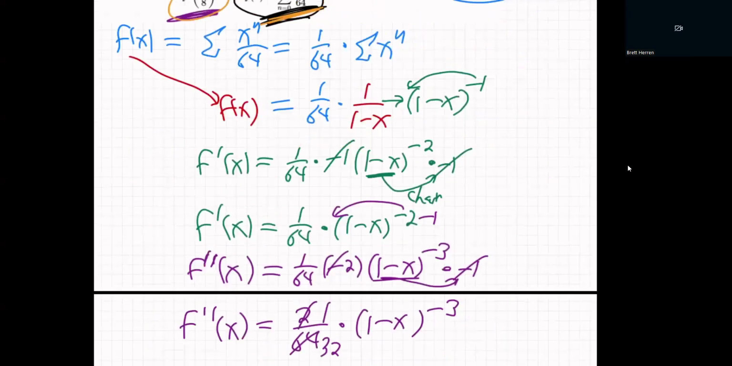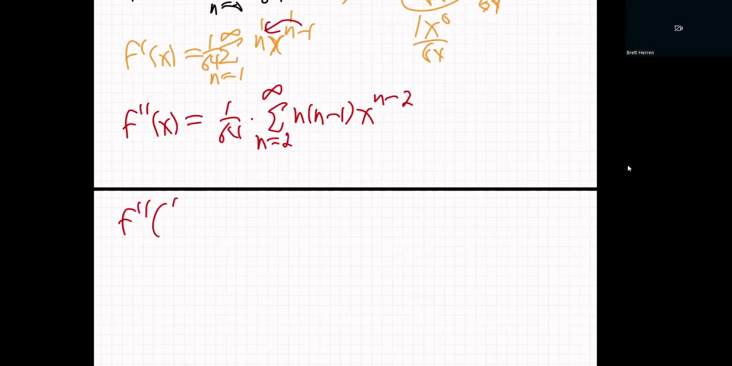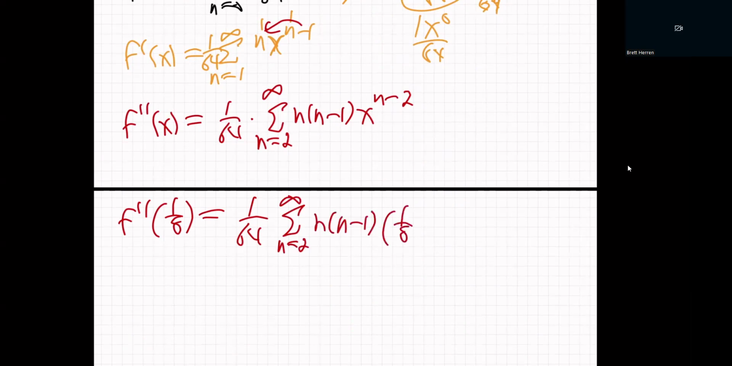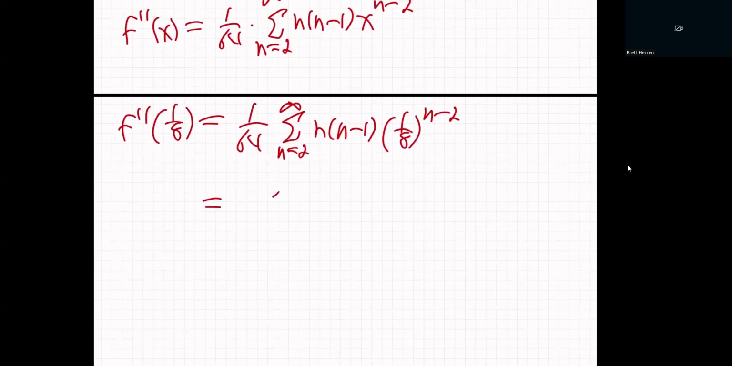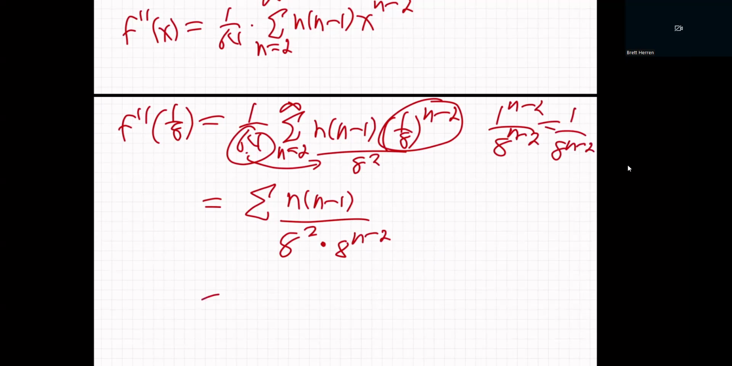Now they said take f double prime and plug in 1/8, and you should get that formula. Do we? Now plug in 1/8 for x. So n minus 1, 1/8 to the n minus 2. What is that? The 64th really means 8 squared on the bottom, doesn't it? And this means 8 to the n minus 2 on the bottom, because this is 1 to the n minus 2 over 8 to the n minus 2. 1 to the n minus 2 is just 1. It doesn't do anything, right?